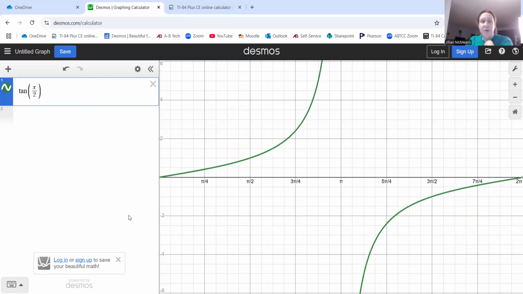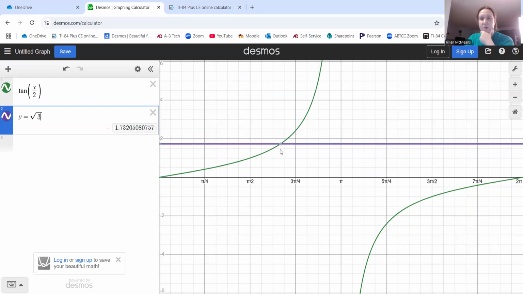Okay, so I'm going to get rid of that one. So this is now tangent of x over 2. If I were to look at when this intersects the line y equals square root of 3, well, now I'm only going to get one solution. So I get half as many solutions as I would have before. Okay, so let's go to the worksheet and see what this means for us algebraically.